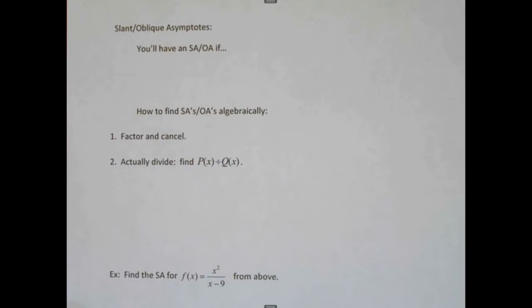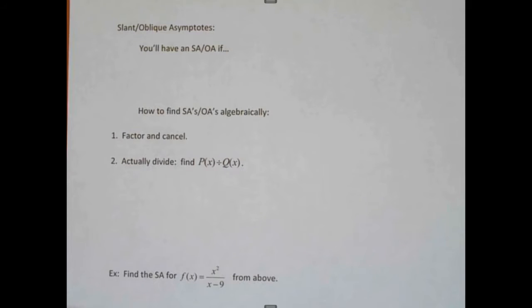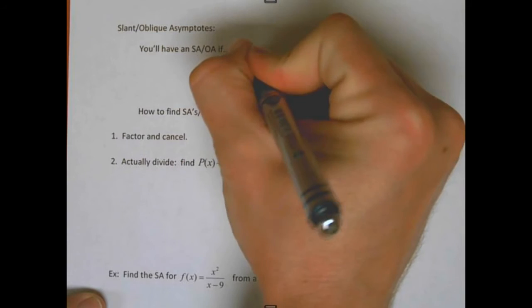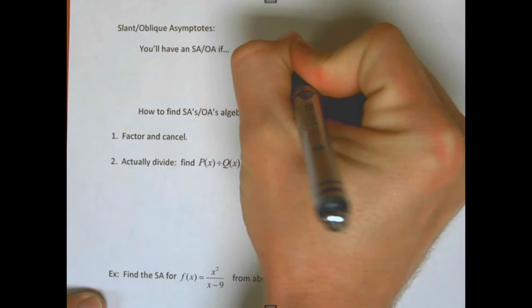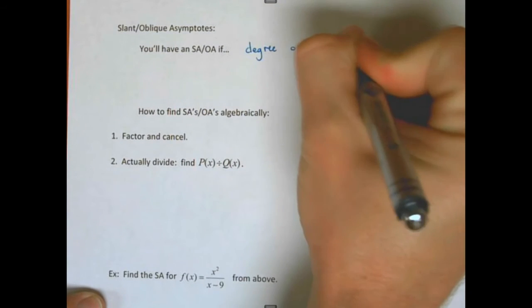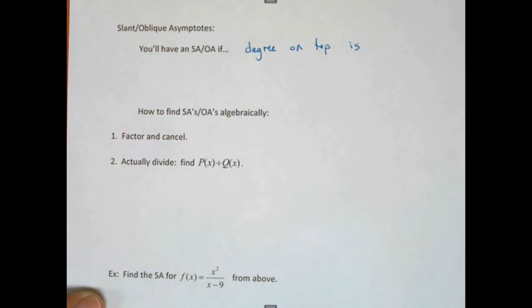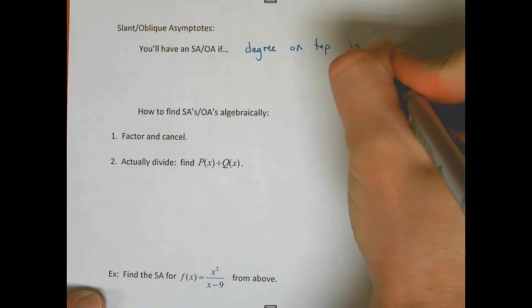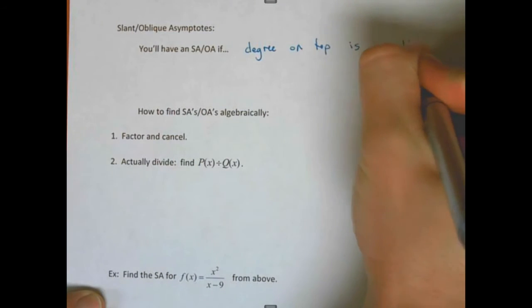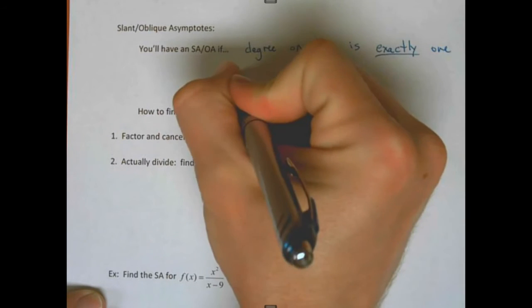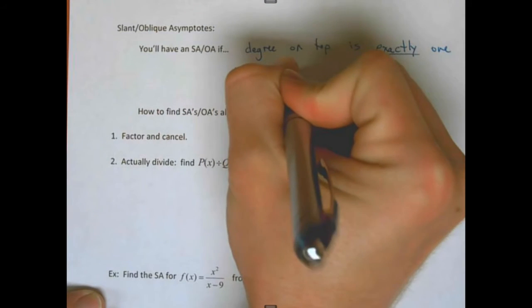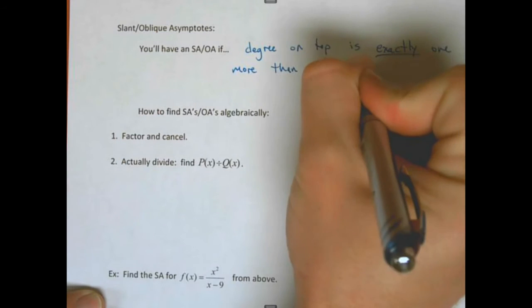Okay, here we're going to talk about slant or oblique asymptotes, and then also holes. So you have a slant or oblique asymptote, this SAROA, if the degree on top is exactly one more than the degree on bottom, exactly one more than the degree on bottom.